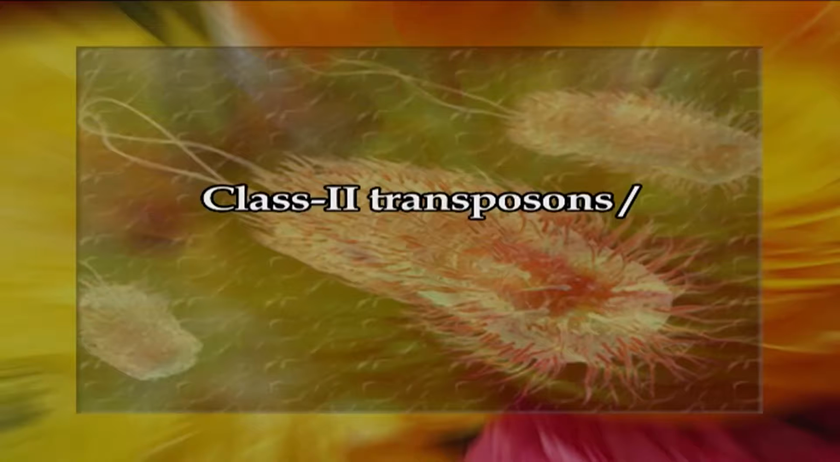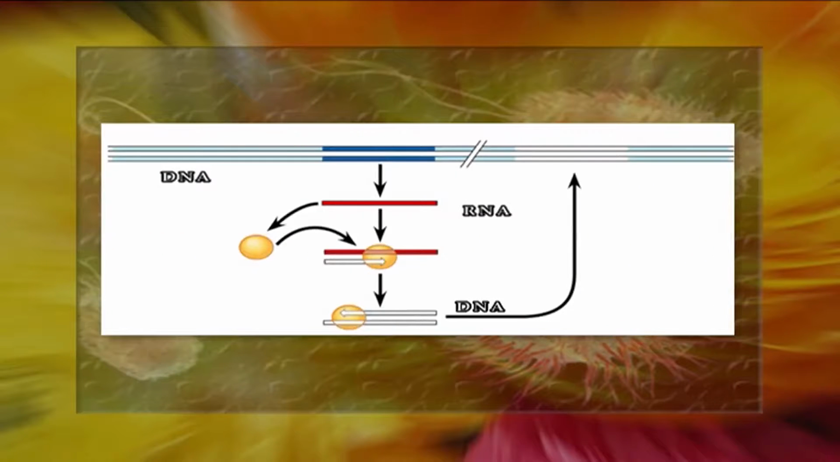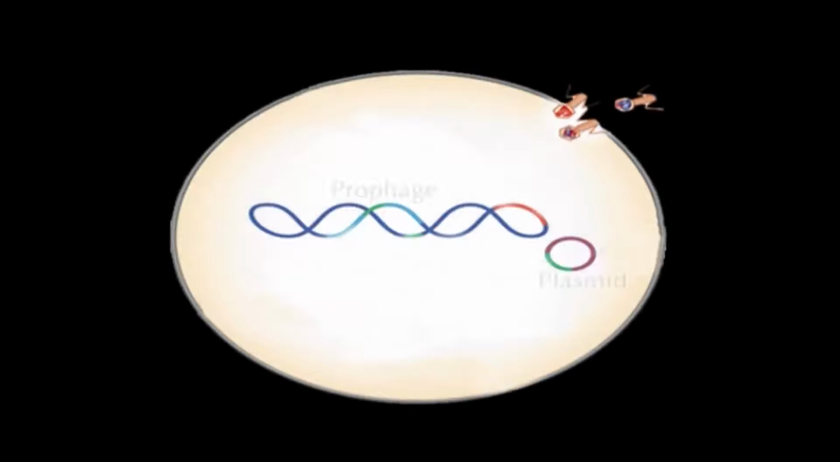Class 2 transposons are retrotransposons, which first transcribe the DNA into RNA and then use reverse transcriptase to make a DNA copy of the RNA to insert into a new location. In bacteria, transposons can jump from chromosomal DNA to bacteriophage chromosome or into plasmid DNA and vice versa.